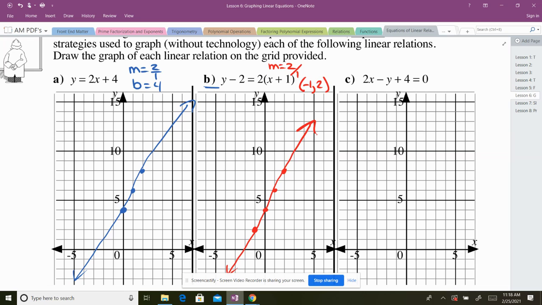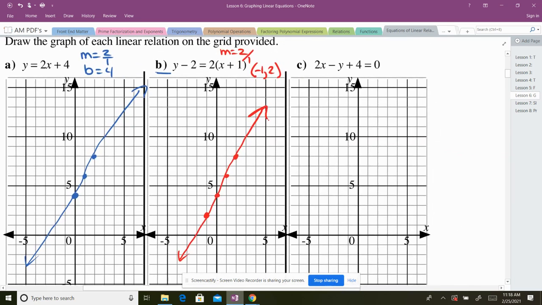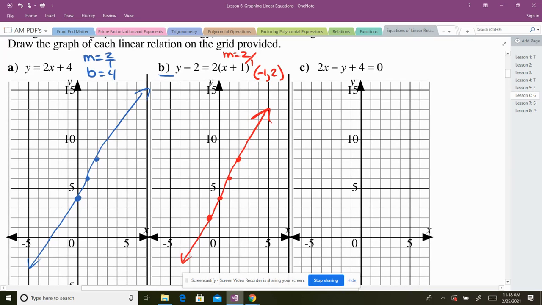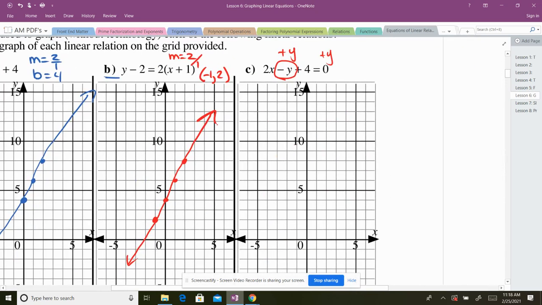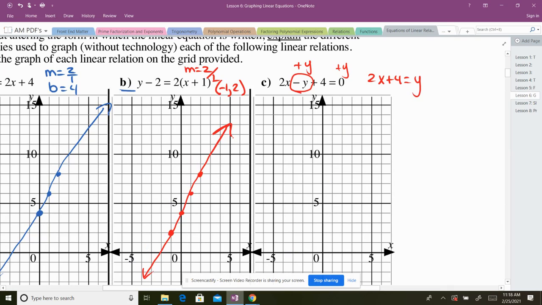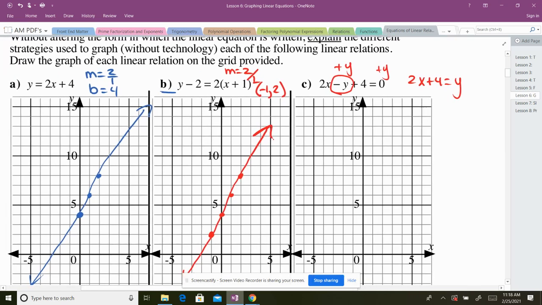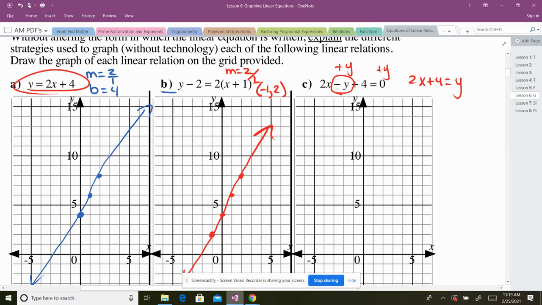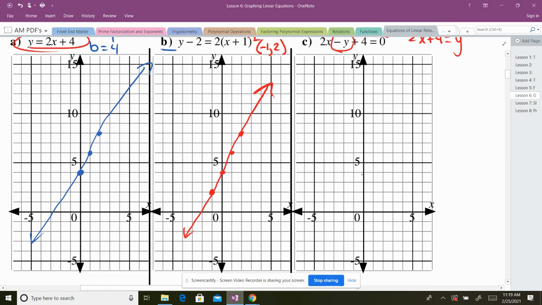And then the final one, C, is the one that nobody likes. What form is that in? It's the standard form. So let's rewrite it to make sure. What do I want to move? I would move the y because it has a 1 in front of it and it's negative. If you add it to both sides, you will get 2x plus 4 is equal to y, which matches the first one. So we have a y-intercept of 4 and a slope of 2. Up 2 over 1. Sketch the graph.